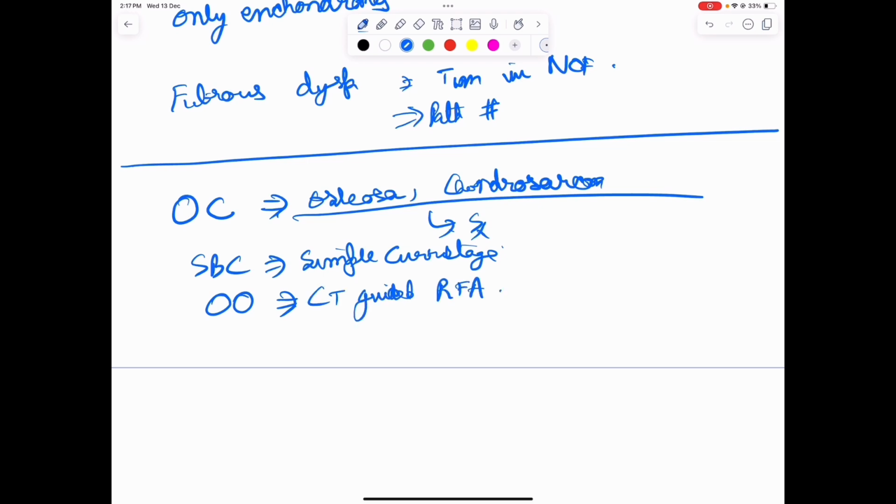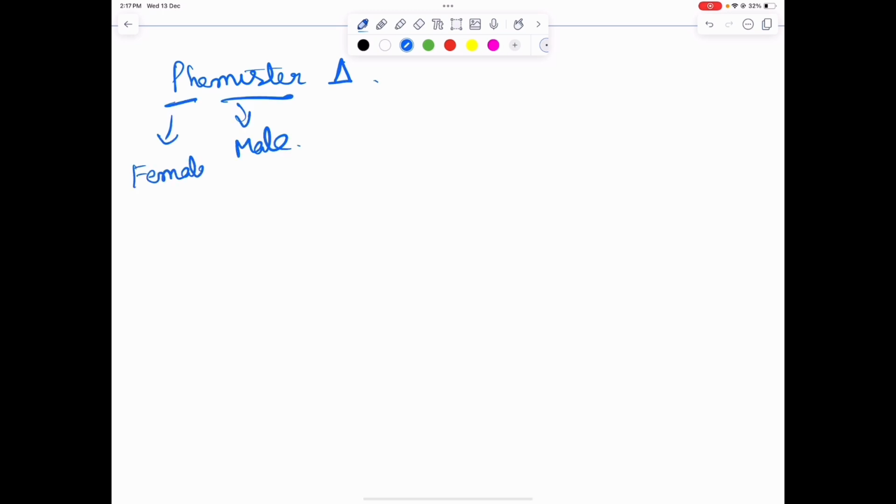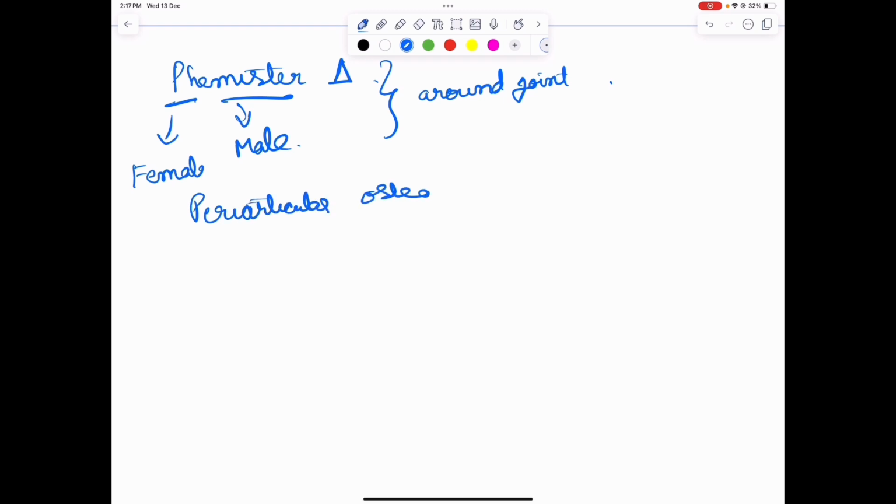Now we move on to the different triads that we see. Femster triad means something that is seen in females, something that is seen more predominantly in males. And that is near the joint, because we are talking both about males and females, there should be some joint. Now you can remember that there is periarticular osteopenia, erosions, reduced joint space.